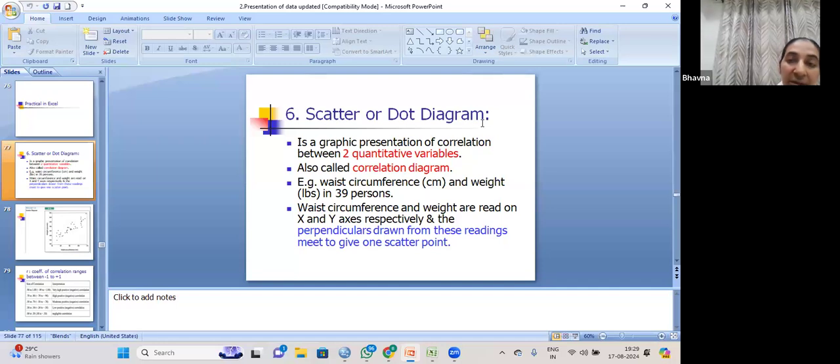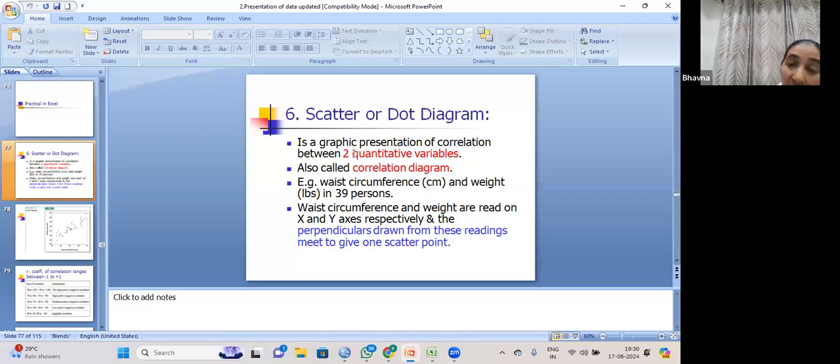Now, what is a scatter diagram? It is a graphical representation of correlation between two quantitative variables. Now, I can be very sure that all of you know what is a quantitative variable. A quantitative variable is a numerical data variable, which could be either discrete or continuous. Continuous variable is one which can be divided into decimals, and discrete variable is one which can be represented only as whole numbers.